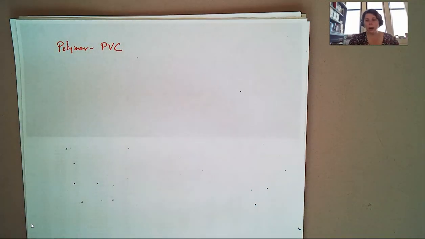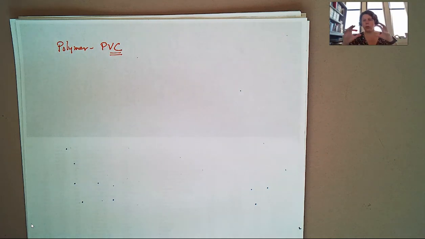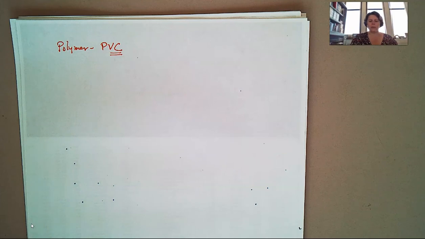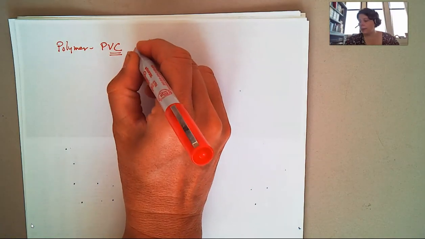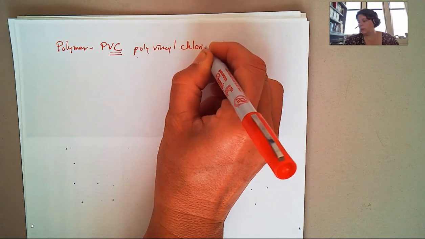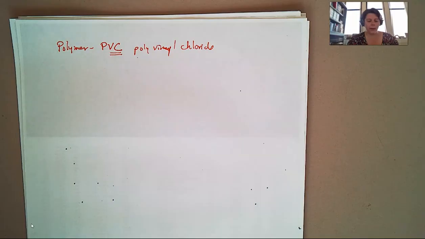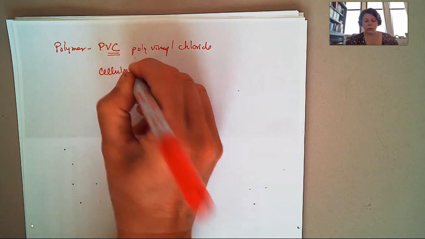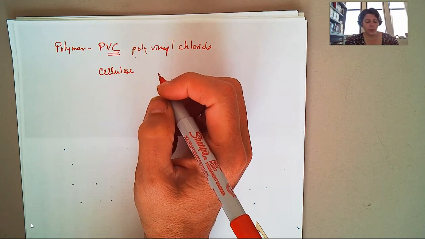A polymer is produced when small molecules called monomers, so vinyl chloride is the monomer, are bonded together to form larger and larger molecules. So you take the subunit here and you stick them all together in order to form this. Examples of this are polyvinyl chloride and vinyl chloride, so PVC. Cellulose is another example, which is used in plants as their cell material.